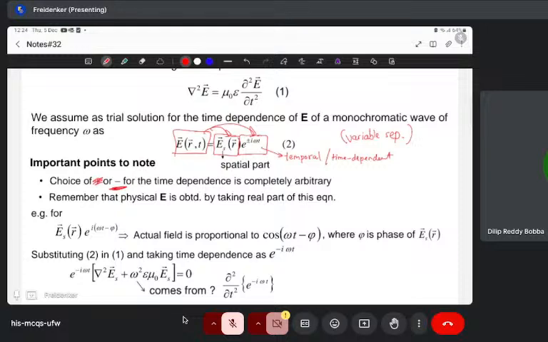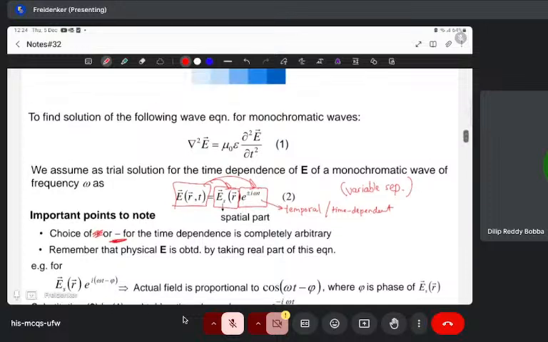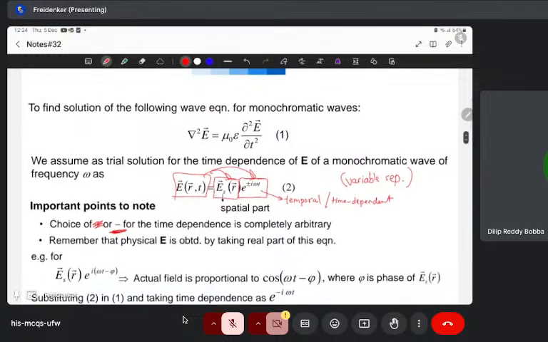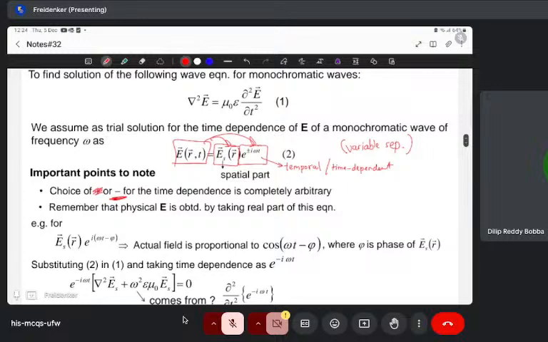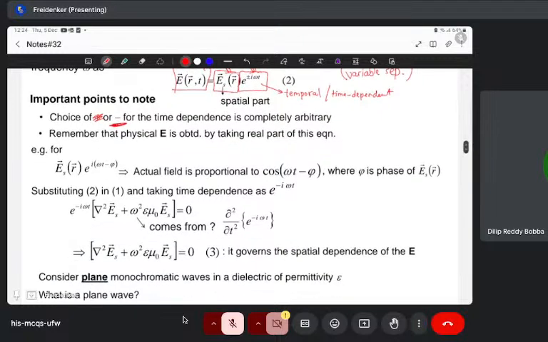So why is the electric field a function of space and time? Because for the electric field, okay, monochromatic wave, the electromagnetic wave that we're going to talk about, it's moving in space. It's moving across space, across time. So it is a function of space and time.